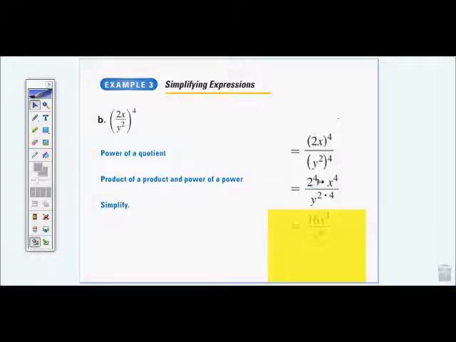So we have 2 to the fourth times x to the fourth, and we have y squared and then raised to the fourth. So when I go to simplify that, I'm going to multiply my 2 to the fourth out, I get my 16, x to the fourth, and then in the denominator, I have 2 times 4 since it was raised to that power, and I have y to the 8th for the final one there. I don't have any like terms, so I can't do any more simplifying.